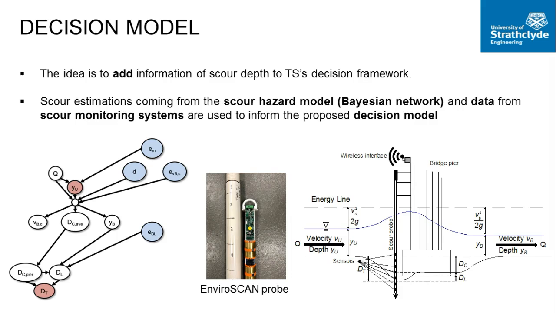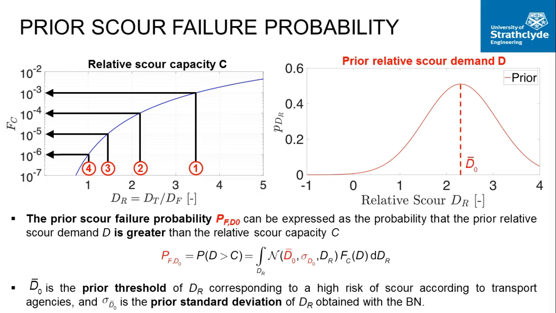So the estimation coming from the Bayesian network and data from our scour monitoring system are used to inform decision in our proposed decision model. We express the scour failure probability as the probability that the scour demand is greater than the scour capacity. We model the scour capacity through a scour fragility function that reflects the scour risk classes from Transport Scotland, and the scour demand as a normal distribution centered on the Transport Scotland threshold.